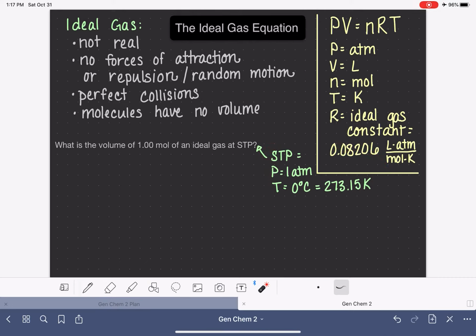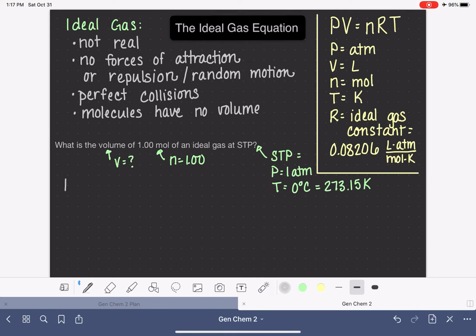This problem, let's take a look at it again, is asking us to calculate the volume of a mole of an ideal gas. It doesn't even tell us what it is. It could be helium, it could be neon, it could be nitrogen, it could be oxygen. It doesn't matter what it is. Any gas, doesn't matter what its identity is, we could assume any one of them for this equation. We're being asked to solve for the volume. We know that the number of moles is 1.00, and then our pressure and temperature variable over here.